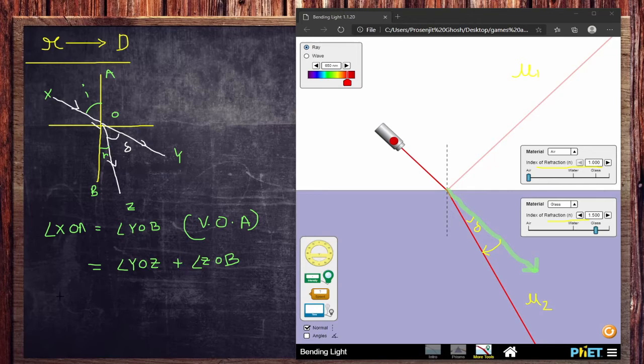Now we have to put in the values. XOA, what is that? That is I. Angle I, or you can just write I as well. Instead of YOZ, we can write delta, that is the deviation angle. And instead of ZOB, you can write R, that is the refracted angle. So we get the relation for the deviation angle: delta equals I minus R. That is the first case, where we get the deviation angle for rarer to denser medium.